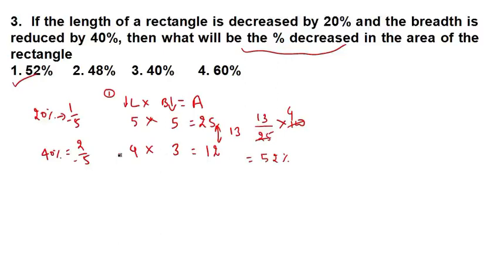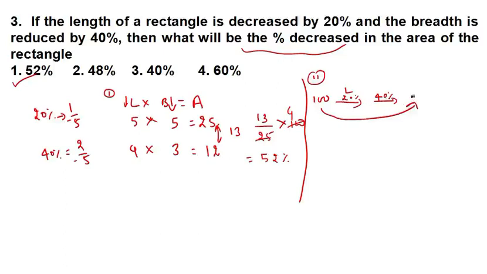See, if I apply the second method, how will it be? Second method. Here I assume my area to be 100. Okay. Now it has said that length and breadth, length got reduced by 20% and breadth got reduced by 40%. So what will be the net effect? It is asking if these two processes happen, then what will be the net effect?